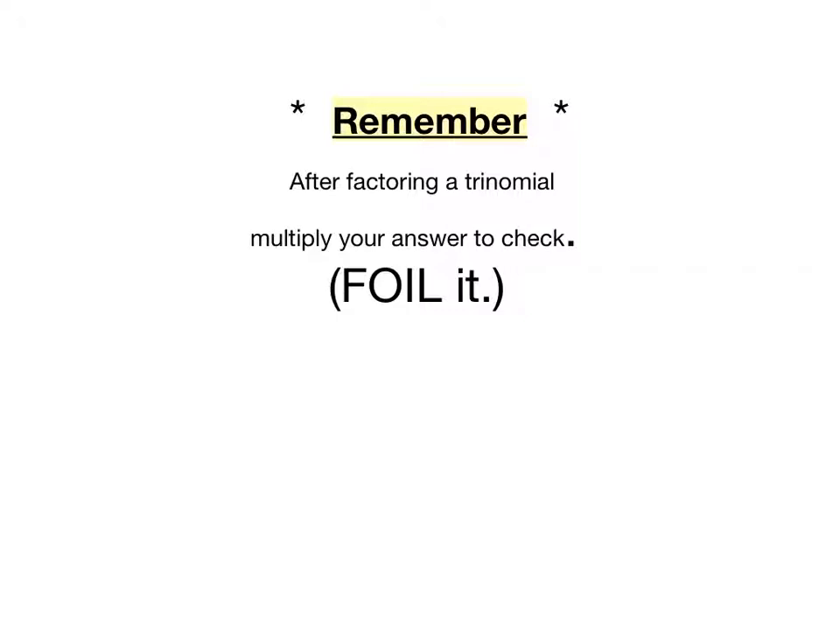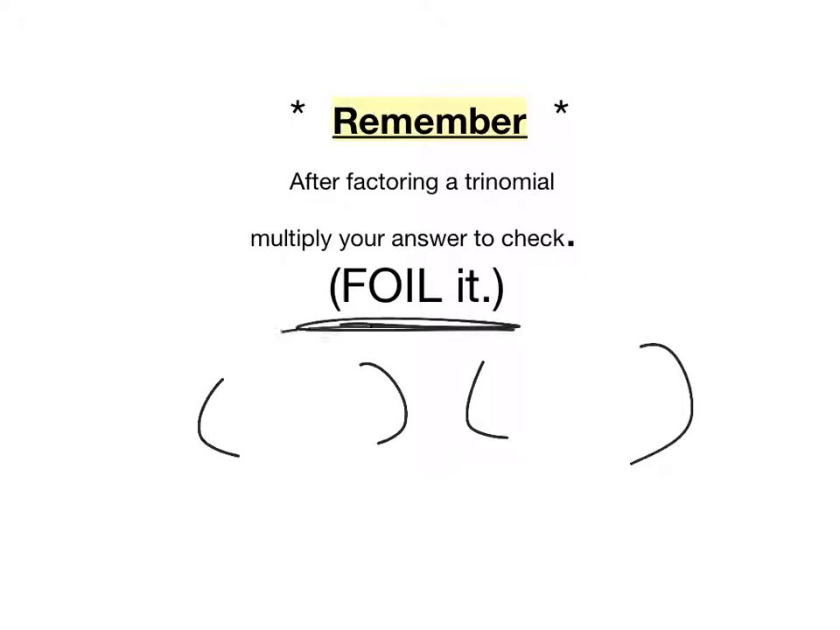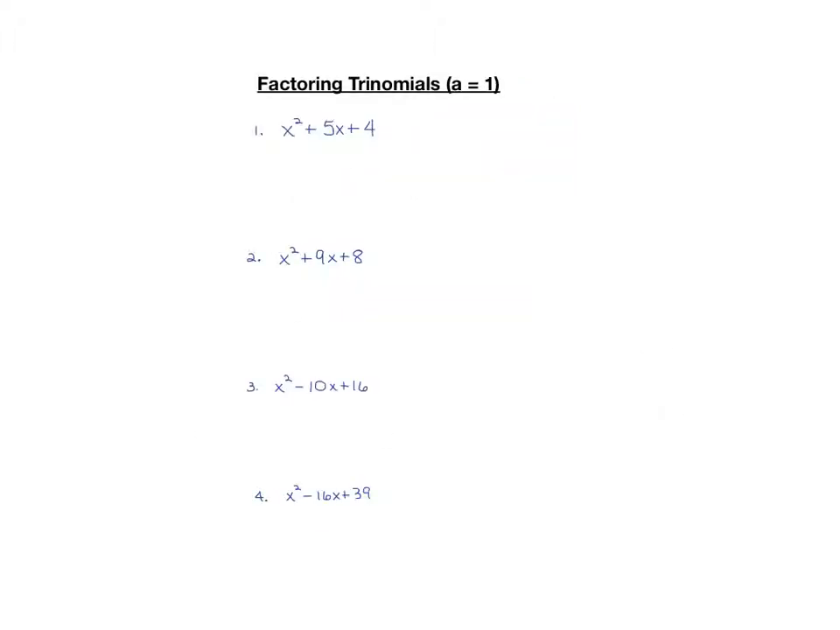So always remember, after factoring these trinomials, we can multiply our answer to check it. So all of these answers are going to result in 2 binomials. So we're going to be able to FOIL them to make sure it goes back to our original question. Remember, after factoring anything, you can multiply it or distribute it back, and it should go back to your original question. So here are our examples we're going to do.